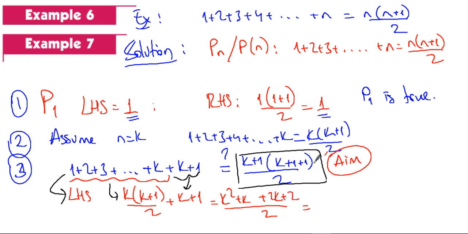Now, my aim is this one. I want to get this expression. If I get it, then it's correct. How can I get it? Let's look at how I can simplify it. Can we rewrite it as, okay, this one we can simplify. So it will be k squared plus 3k plus 2, right? If you factorize it, what is it? (k plus 1)(k plus 2) divided by 2.